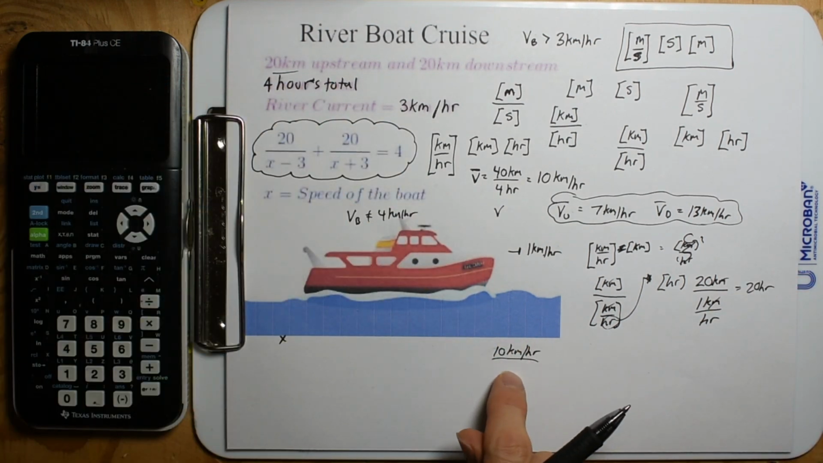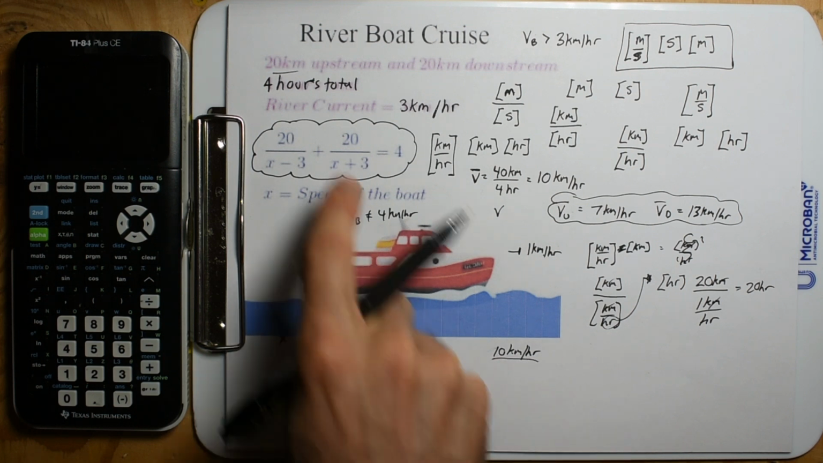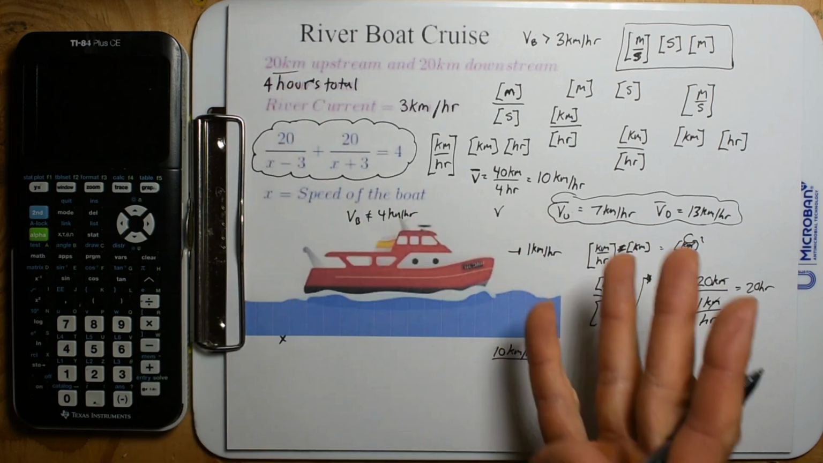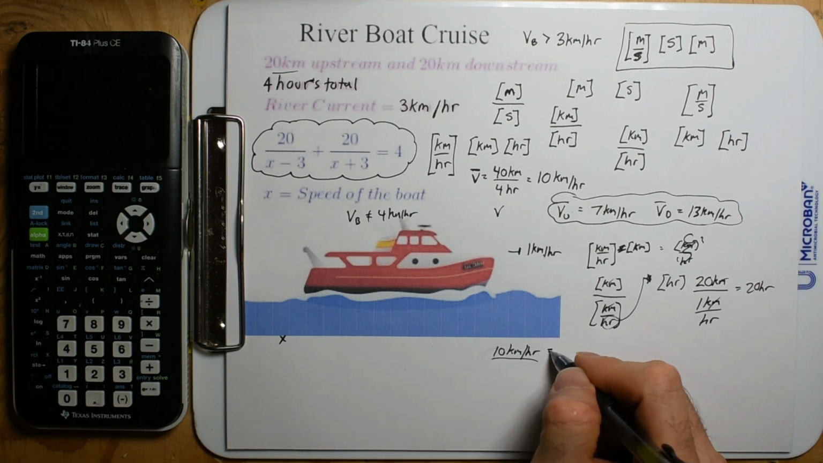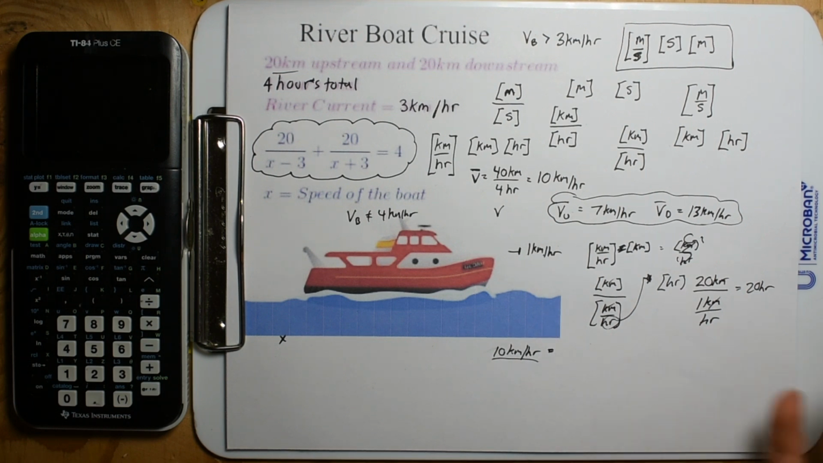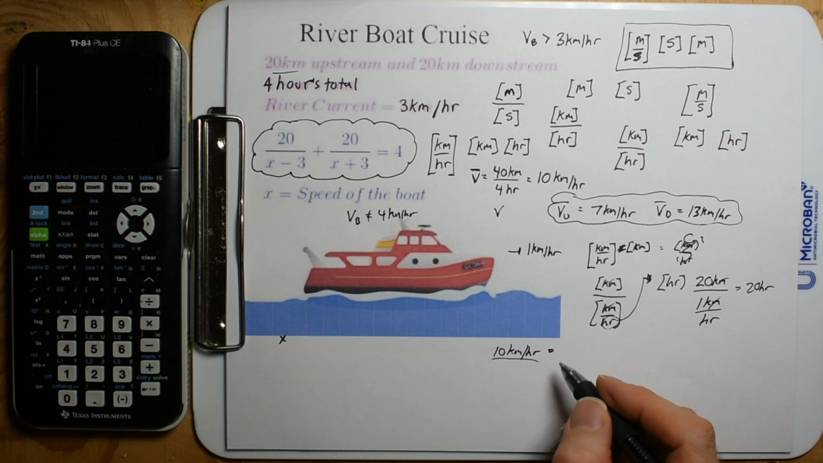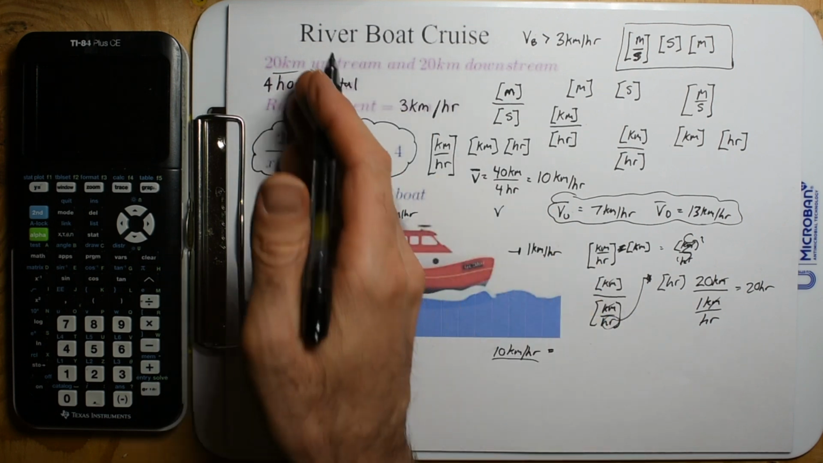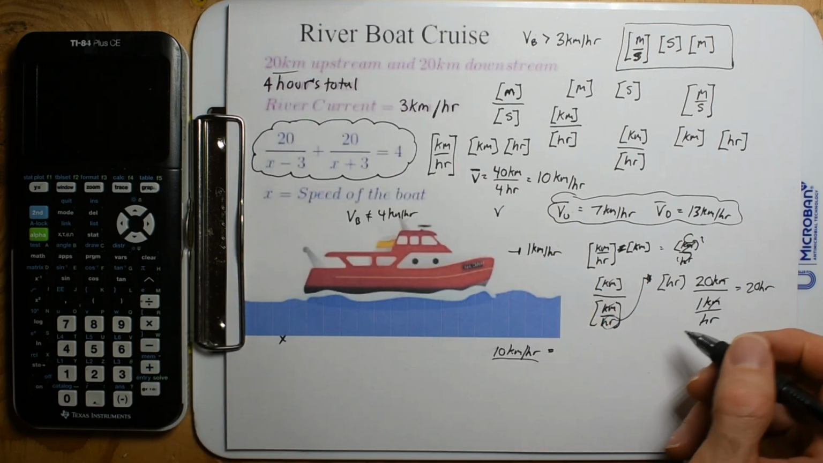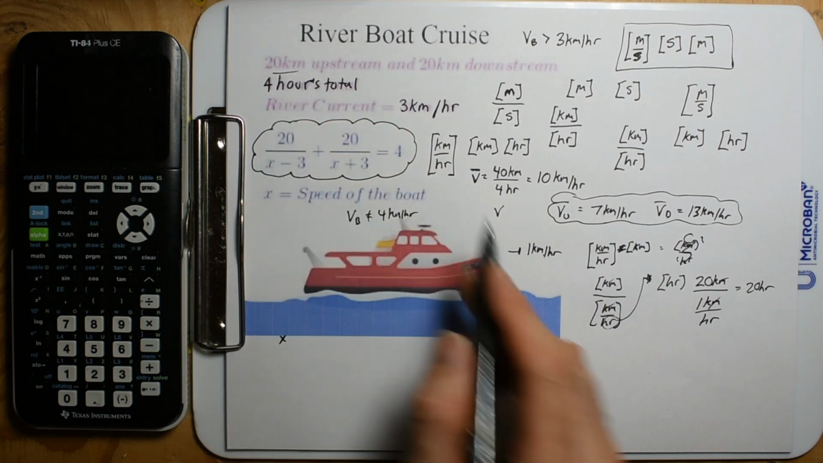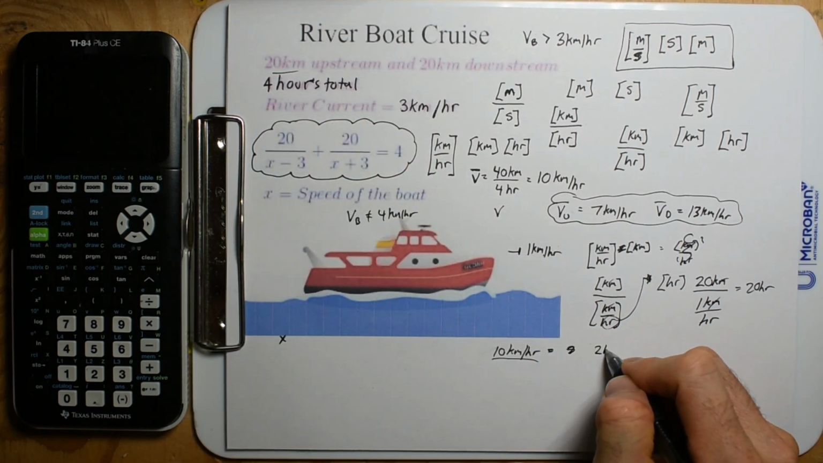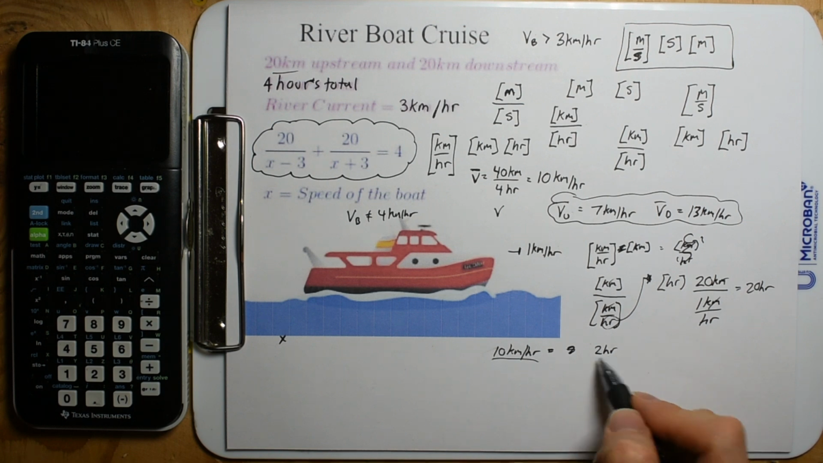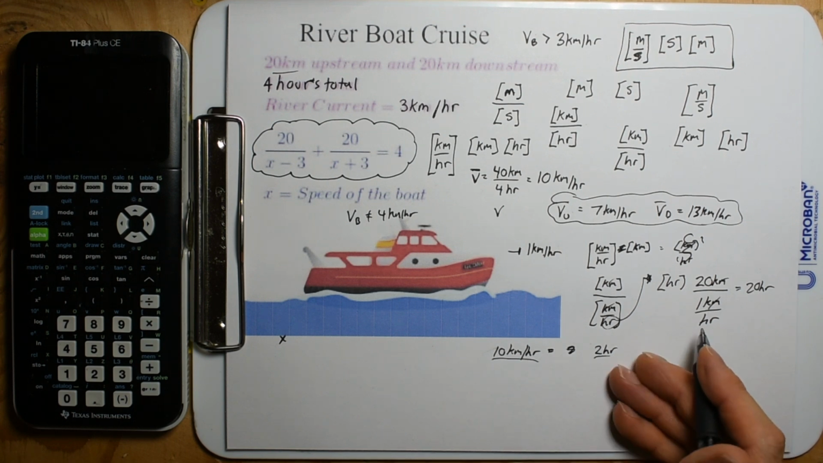Even though mentally you're like, yeah, 20 kilometers an hour and I have to go 20 kilometers, it's just 2 hours. It's weird how humans are very good creatures when it comes to speed. We drive all the time, and this is probably the easiest relationship to get. But it's fascinating that you take 20 divided by 10 to get those 2 hours. So you're going to go upstream for 2 hours.